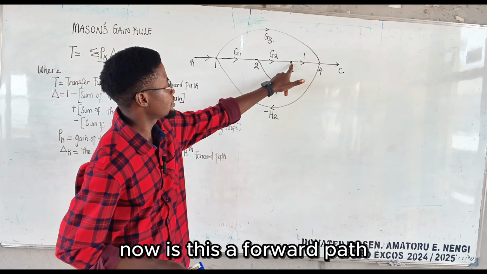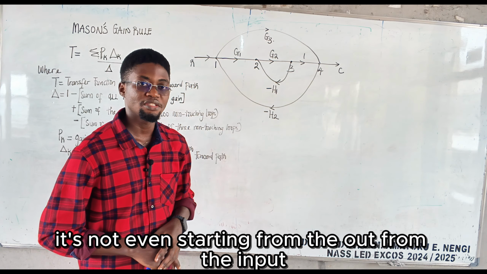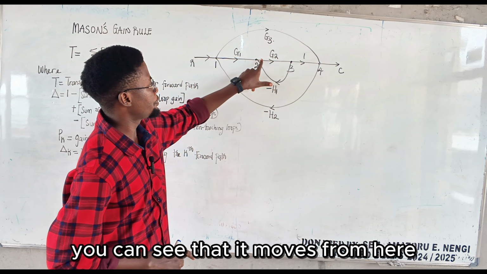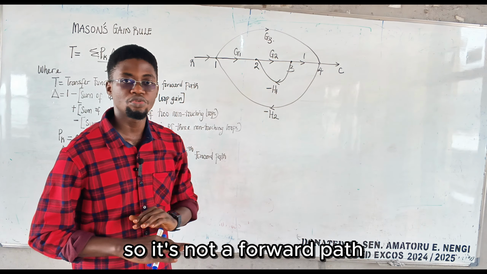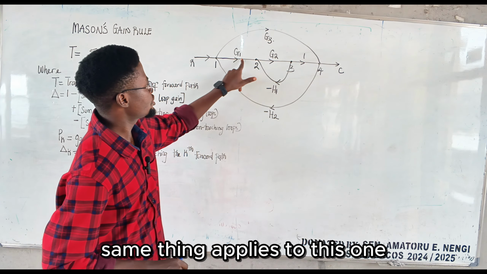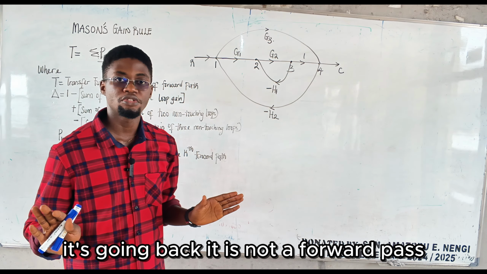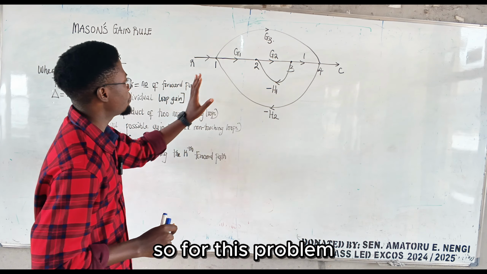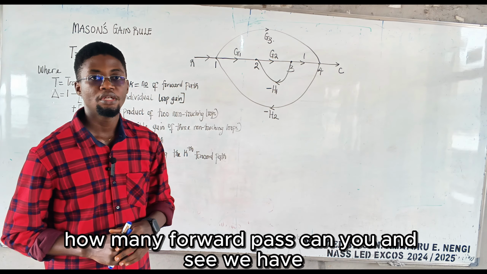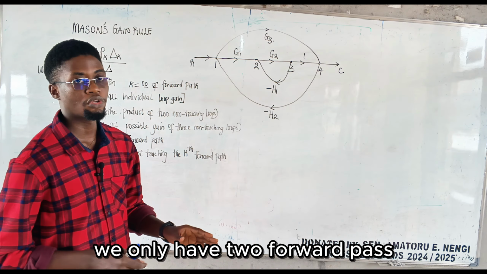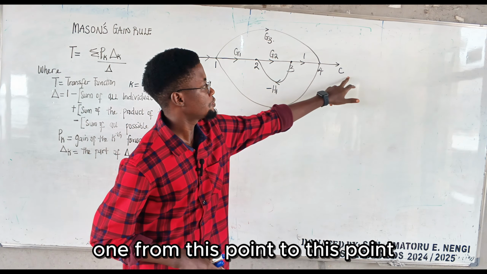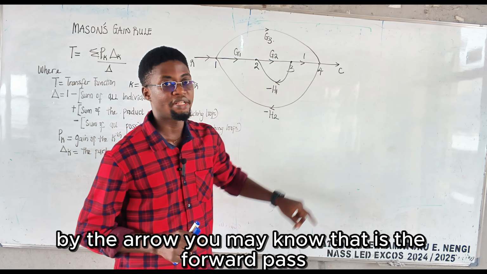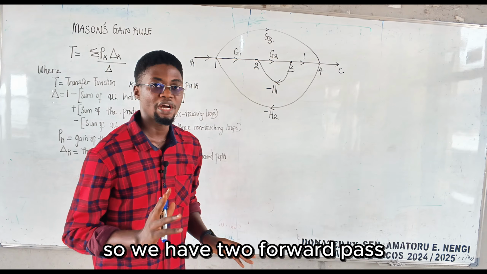Now, is this a forward path? No. First of all, it's not even starting from the input, and it is not going forward. You can see that it moves from here and returns back by the arrow, so it's not a forward path. Same thing applies to this one. It's going back. It is not a forward path. The forward path moves from the input to the output. So for this problem, how many forward paths do we have? We only have two forward paths. One from this point to this point, and another one from here to here. By the arrow, you will know that is a forward path. So we have two forward paths.